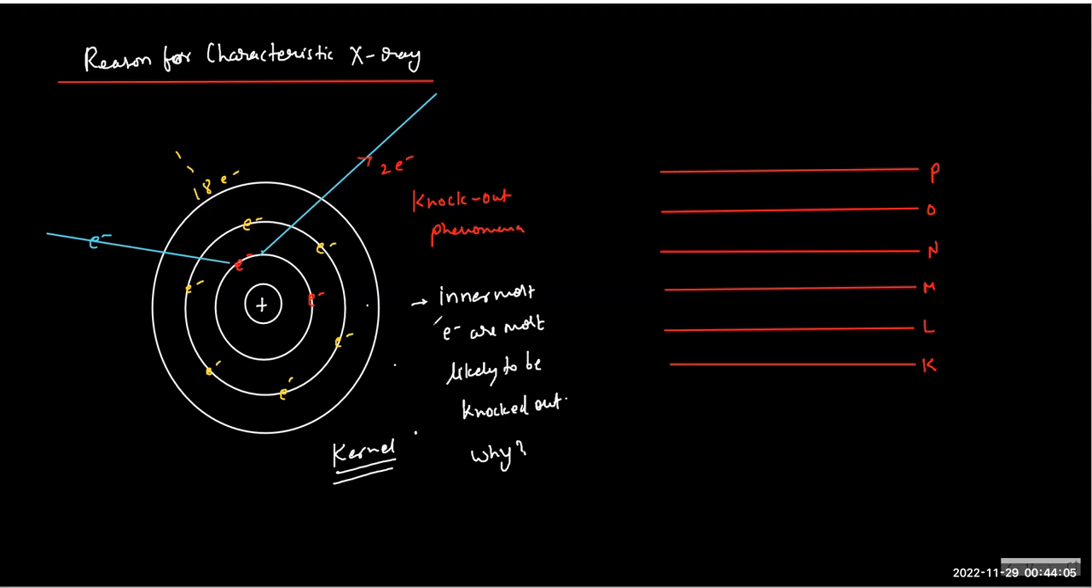Now, given this answer, can you explain why? Let's say I have given you the answer. The innermost is the most likely to be knocked out. This event is most likely. Only because there are two electrons? But if you have more electrons, then there is more chance, no? Yeah, that's why I also said outer. So here comes the theory.